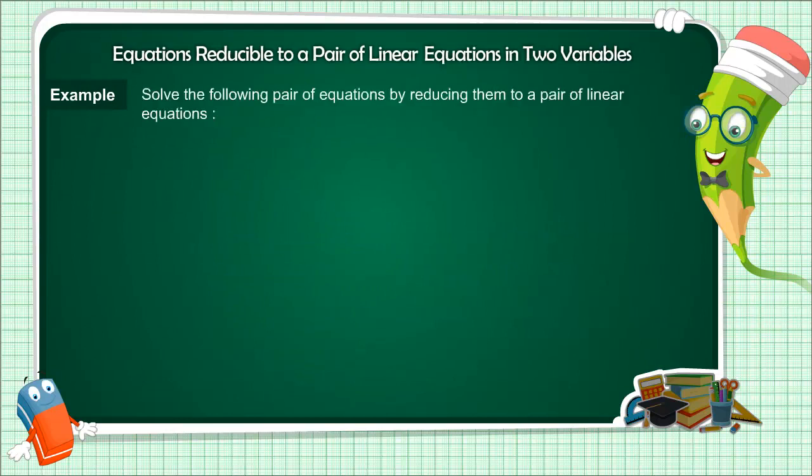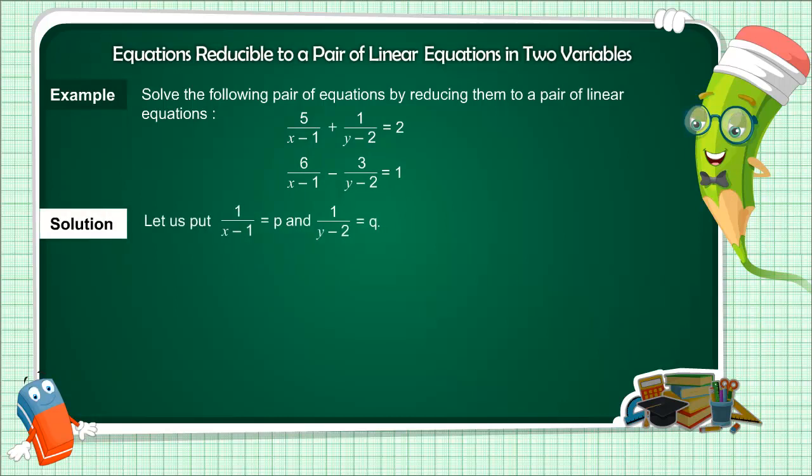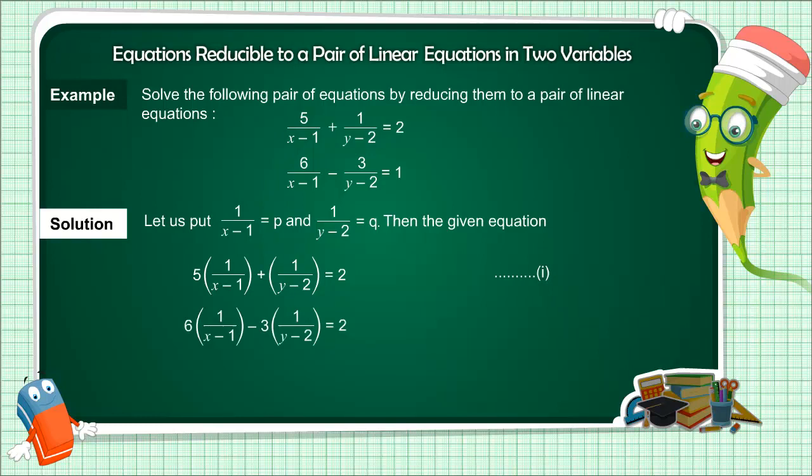Solve the following pair of equations by reducing them to a pair of linear equations. Let us put 1 by x minus 1 equals p and 1 by y minus 2 equals q, then the given equations: 5 into 1 by x minus 1 plus 1 by y minus 2 equals 2. This will be our first equation. 6 into 1 by x minus 1 minus 3 into 1 by y minus 2 equals 2. This will be our second equation.